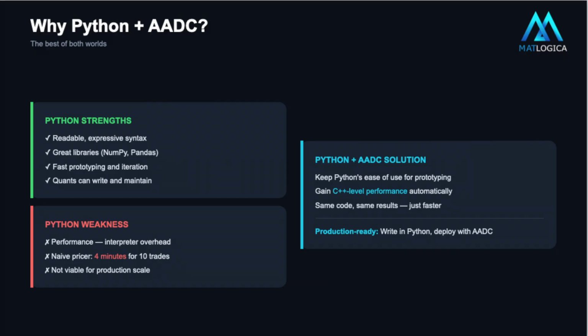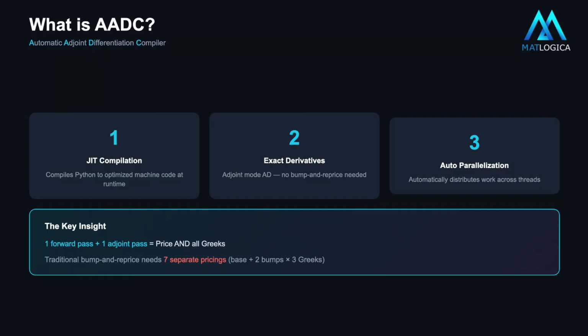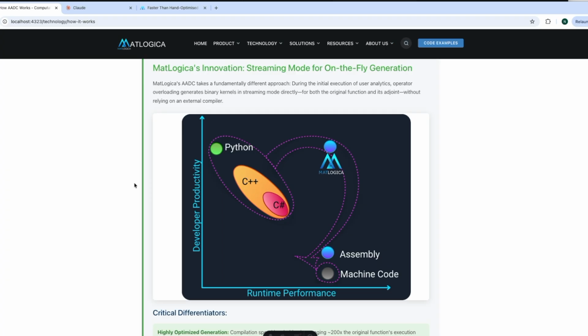You keep Python's ease of use for prototyping, but gain performance exceeding hand-optimized C++. Some teams even use this approach for greenfield production libraries. They write them in Python and deploy with AADC. So, AADC stands for Automatic Adjoint Differentiation Compiler. It's MatLogica's technology that uses JIT compilation for Python or C++ to produce optimized code. It computes exact derivatives via the adjoint method, and it parallelizes using multithreading and vectorization.